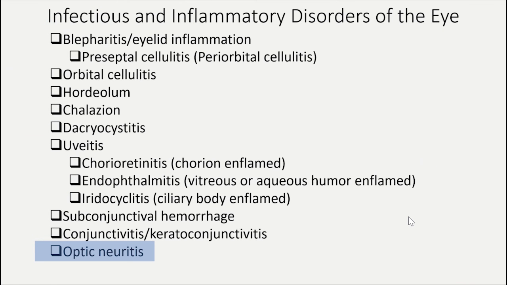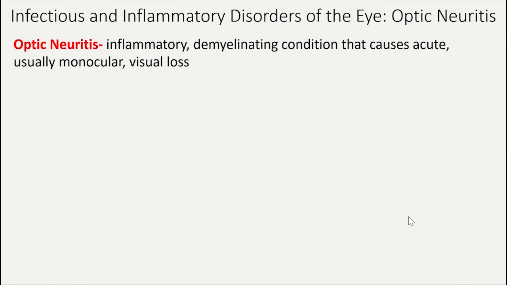Finally, optic neuritis is our last thing to talk about. Okay, optic neuritis. It's an inflammatory demyelinating condition that causes acute, usually monocular vision loss. Most cases are due to multiple sclerosis. As you all know, multiple sclerosis is lesions of the central and peripheral nervous system that is disseminated in time and space.